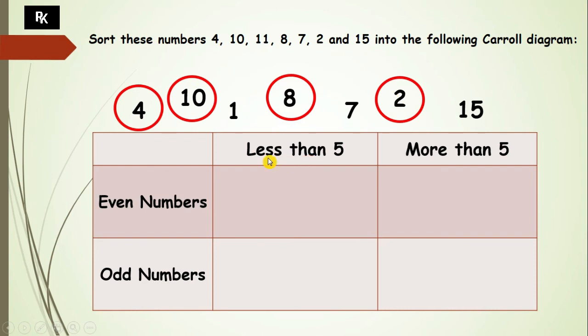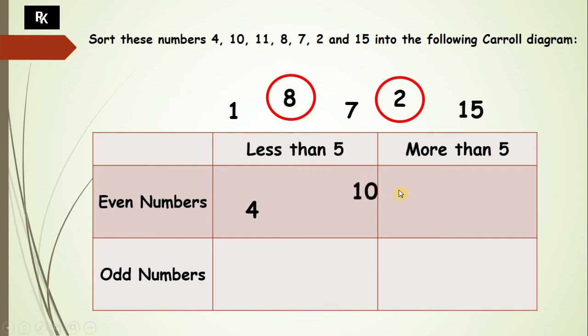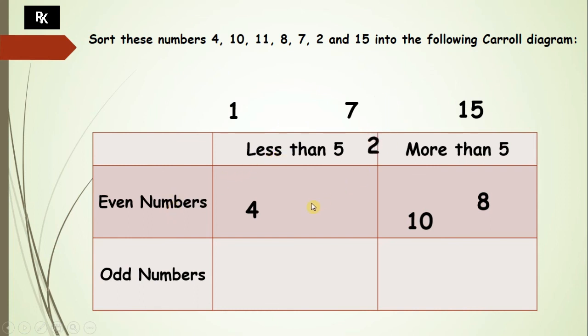Now find those numbers which are less than 5. The first number is 4. Is it less than 5? Yes, 4 is less than 5. Next number is 10. Is it less than 5? No, 10 is not less than 5. It is more than 5. So I will write 10 in this box. Next number is 8. Is it less than 5 or more than 5? 8 is more than 5, so I will write this 8 in this box. The last number is 2, that is an even number and also less than 5. So I will put this 2 in this box.